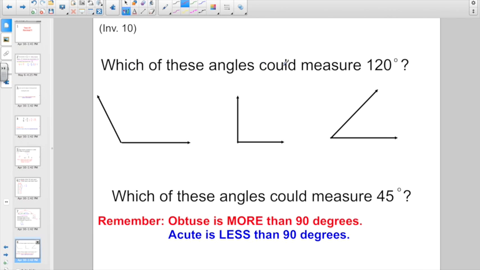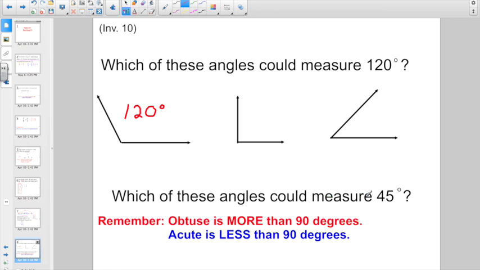Check out this one from Investigation 10. Which of these angles could measure 120 degrees? Or which of these could measure 45 degrees? And the big secret here without breaking out a protractor is remembering obtuse is more than 90 degrees. Acute is less than 90 degrees. So if I'm looking for something that would be 120 degrees, I got to think which one of these would be obtuse. The answer would be right here because this is definitely more than 90 degrees, right?